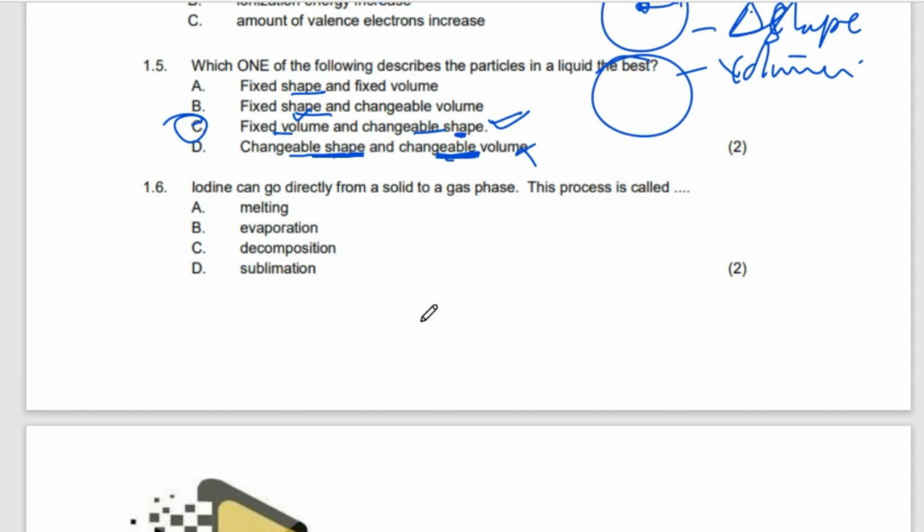Iodine can go directly from a solid to a gas. So how do we call that one? That's why we discussed this before. We call it sublimation, because they're saying that from solid to gas. If it was gas to solid, then it would have been deposition, but deposition is not here. But from solid to gas, you call it sublimation. So this one becomes the 2 marks.